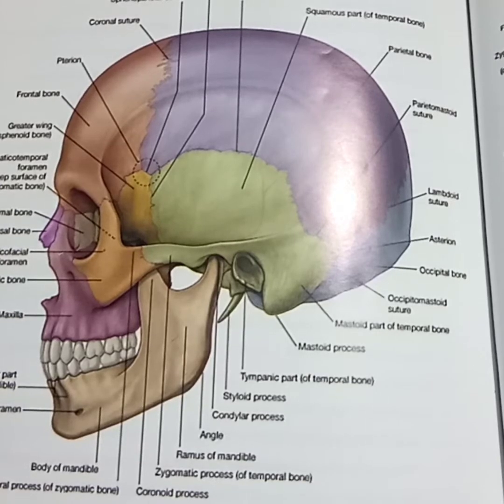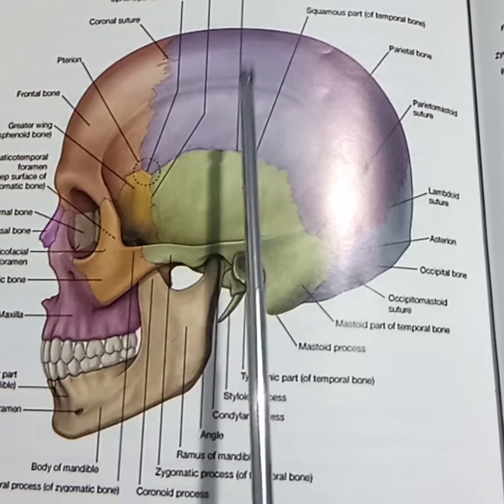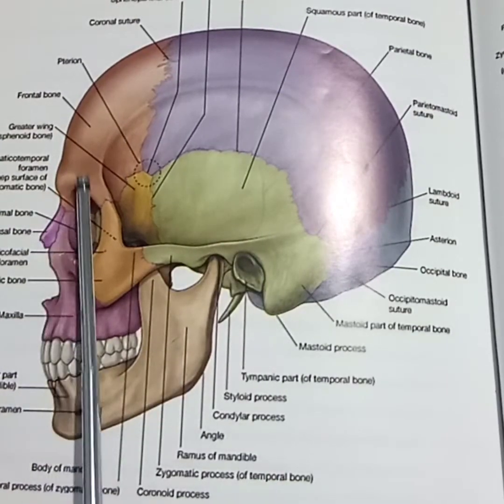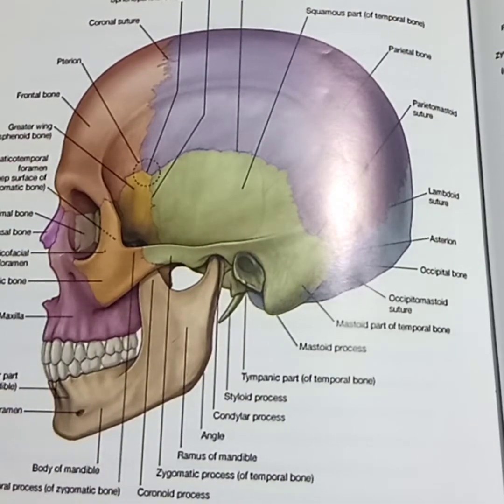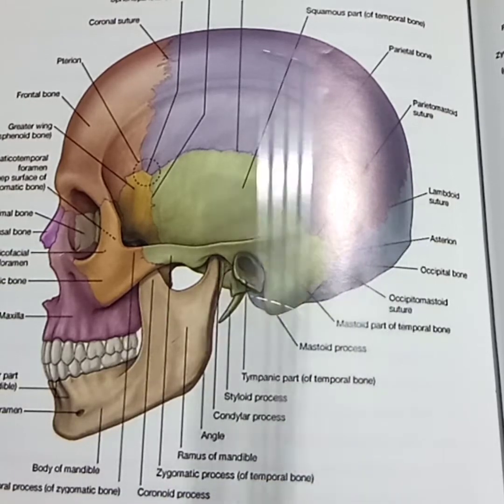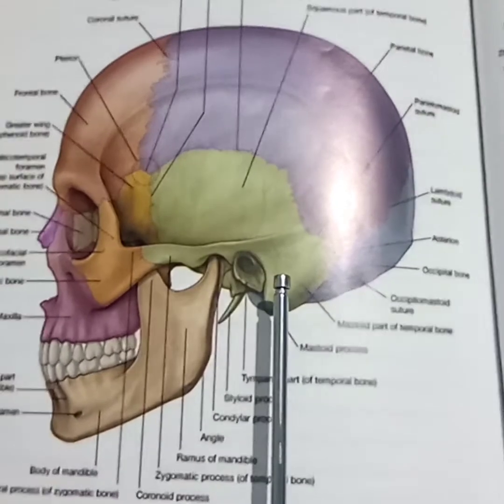In this presentation, I will talk about the skull. The skull forms the skeleton of the head and also the skeleton of the face. The skull is not formed of a single bone, but it is formed of about 22 bones.